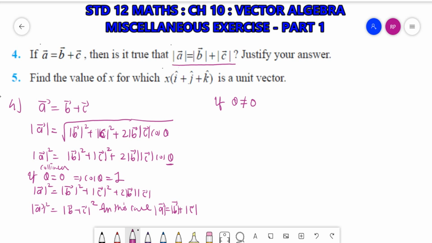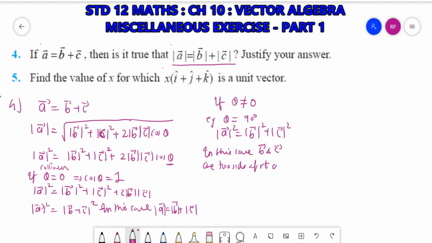Let's say theta is 90 degree, right? Example, theta is equal to 90 degree. In that case, modulus of A square will be equal to modulus of B square plus C square. In that case, A becomes the hypotenuse, right? So in that case, it is not equal. In this case, B and C are two sides of a right angle triangle. Clear?